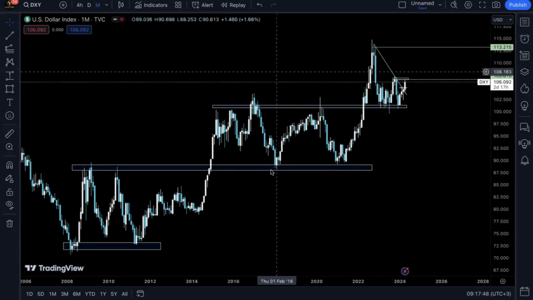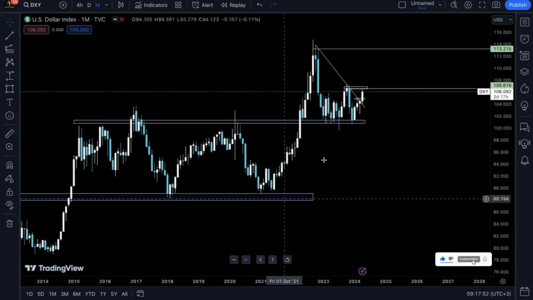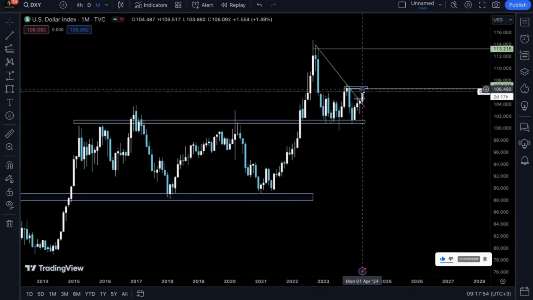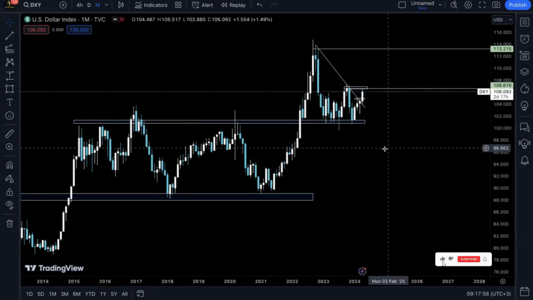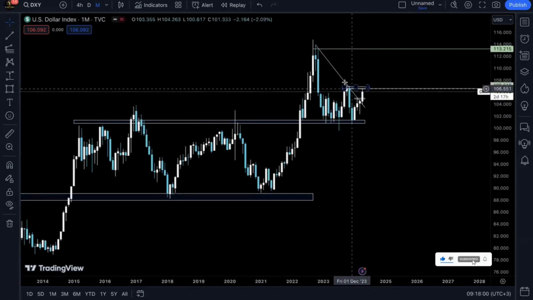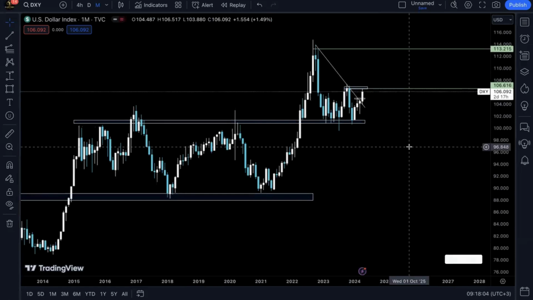So we're going to start off with DXY. As the month is ending, we can see that prices have ended the month with a solid bullish candlestick. And we can see, with the last high, prices broke above these highs, so we have a bullish bias in the long run for the dollar.